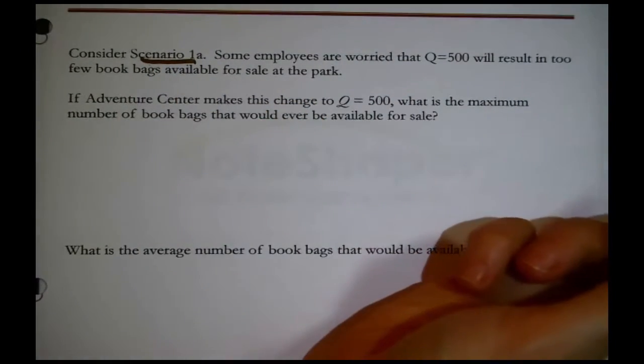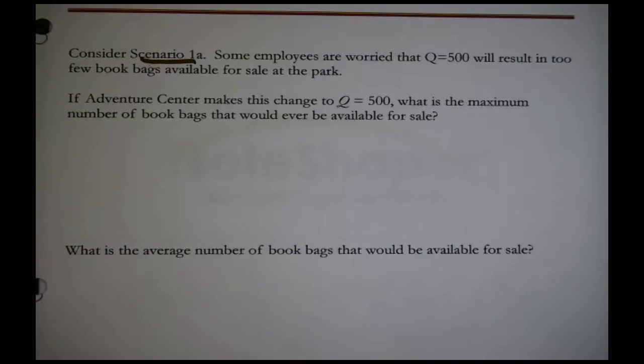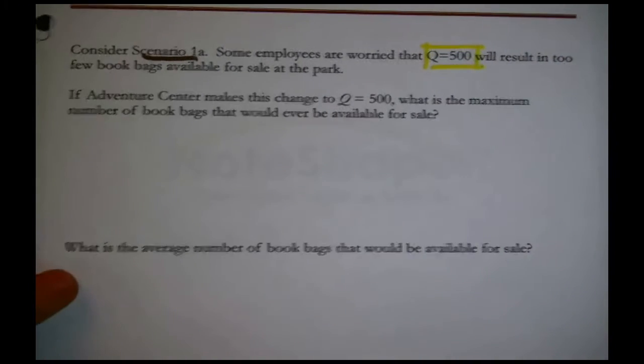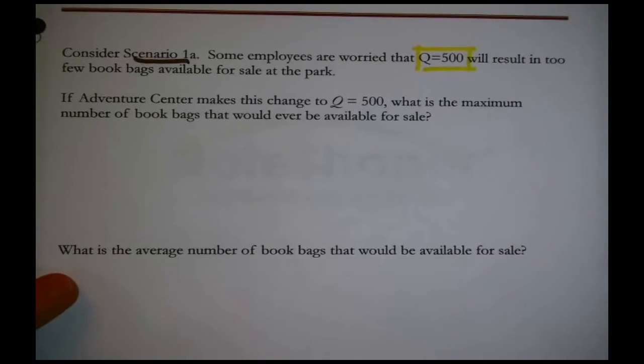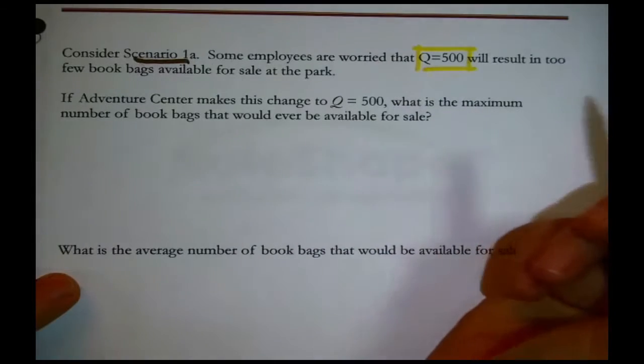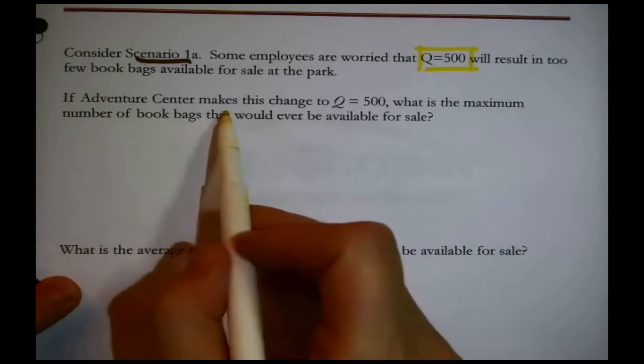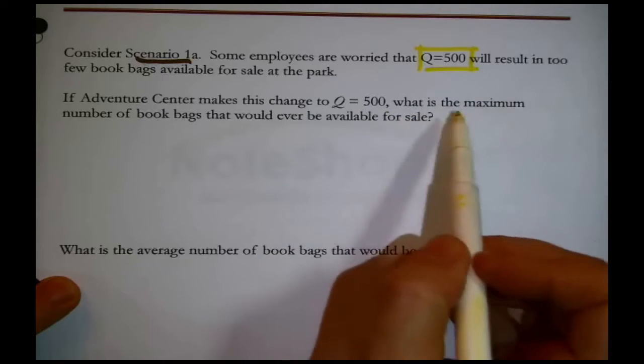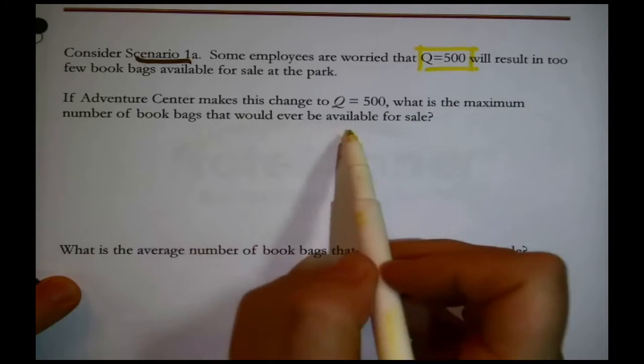We were just remarking, some employees are worried that, there it is, that's what we decided in scenario 1A, Q equals 500 will result in too few book bags available for sale at the park. Okay, if Adventure Center makes this change to Q equals 500, what is the maximum number of book bags that would ever be available for sale? That is super easy to answer.